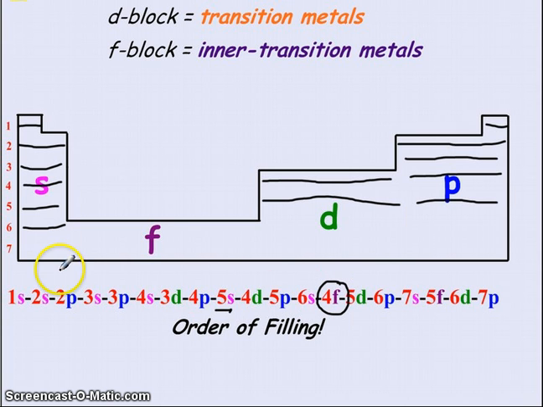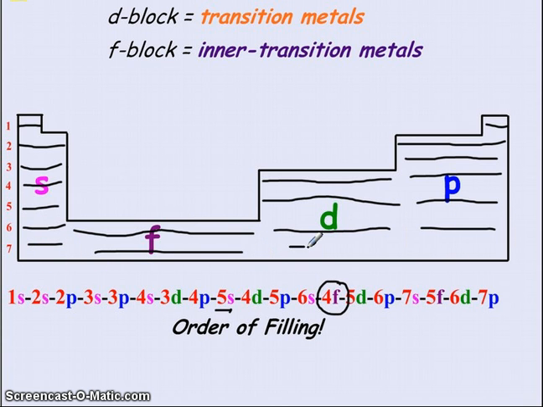And again, because of the overlapping and the different amounts of energies with the orbitals, this is actually 4f, and then 5d, 6p, 7s, 5f, 6d, and 7p. So that's just what the periodic table would actually look like if it was fully spread out.